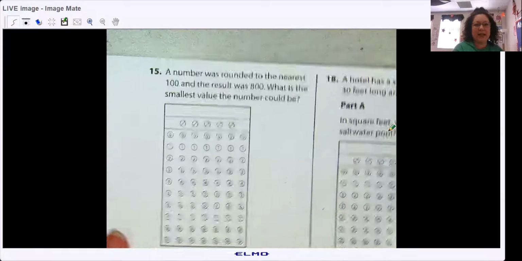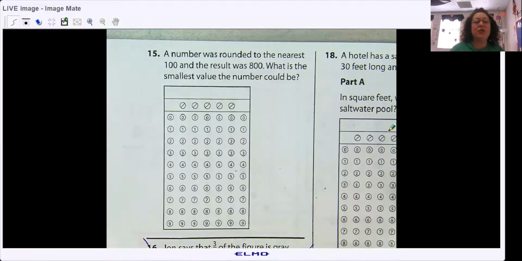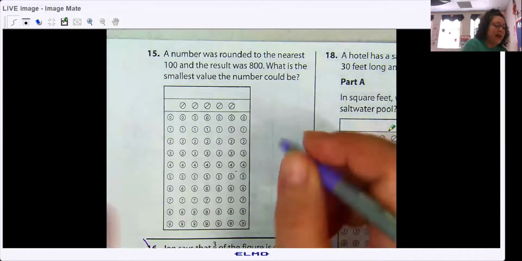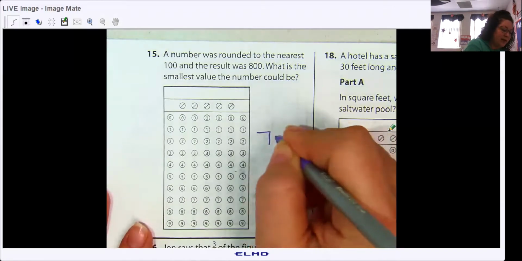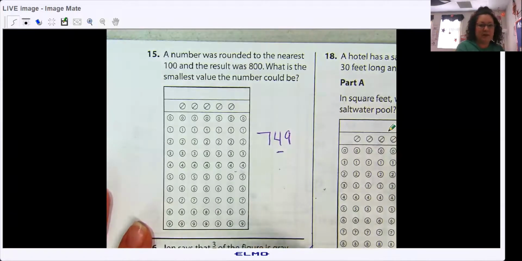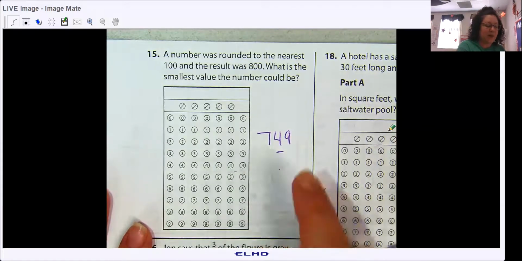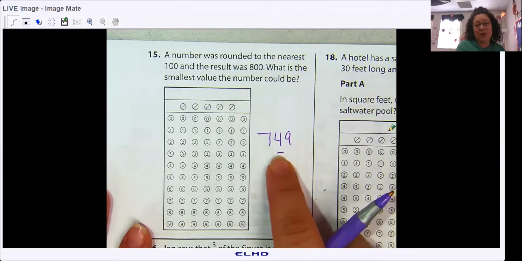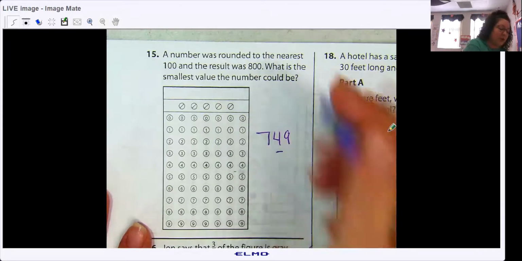Keep on trucking. A number rounded to the nearest 100 and the result was 800. What could the smallest value of the number be? So if it rounds to 800, what was the smallest it could be? Like, could it be 749? Because remember, when we round to the 100, we look at the 10. 1, 2, 3, 4, hit the floor. That would go to 700.